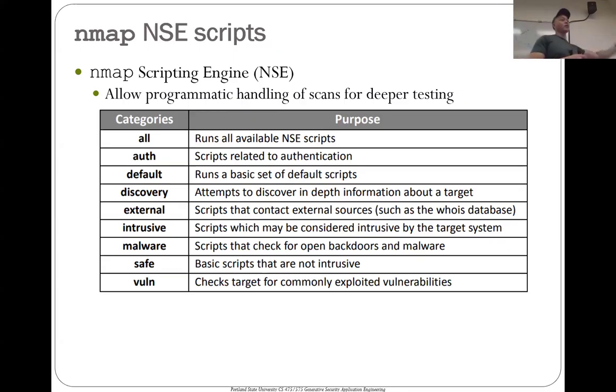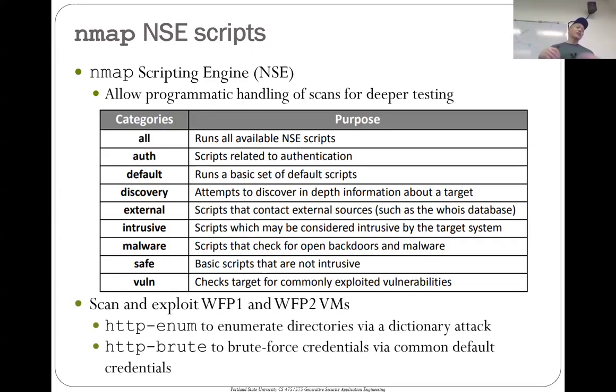And so these are all the categories. There's a huge library of application scripts that you can use in your Nmap to do these kinds of functions. So what I'm going to have you do, in natural language, is ask the agent to enumerate the directories via a dictionary attack on a web server, on the Web for Pentester 1 and Web for Pentester 2 VMs. And then it should call Nmap with the http-enum NSE script.